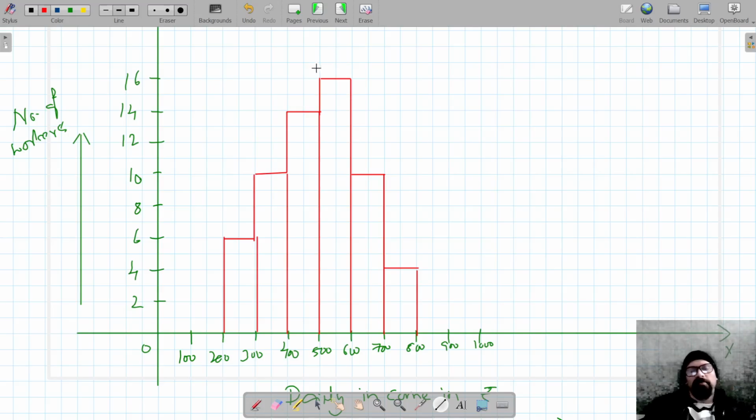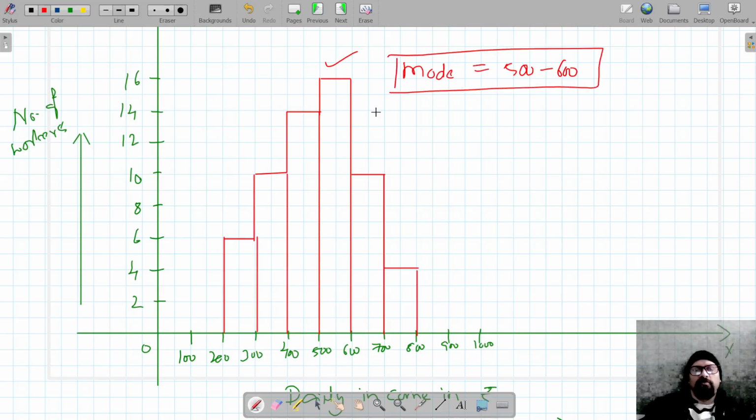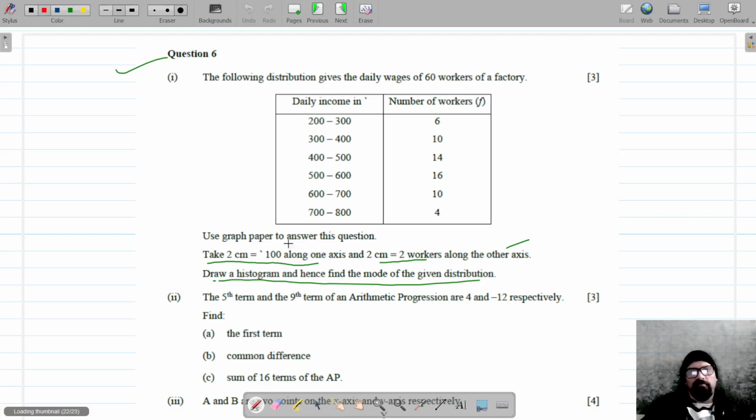Okay, and you can see here that this class interval has the maximum frequency. So our mode in this case is 500 to 600. So this is the mode. And we are done with the first part, draw a histogram and hence find the mode.